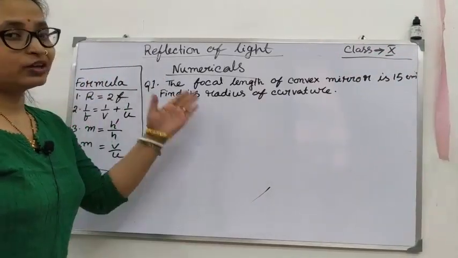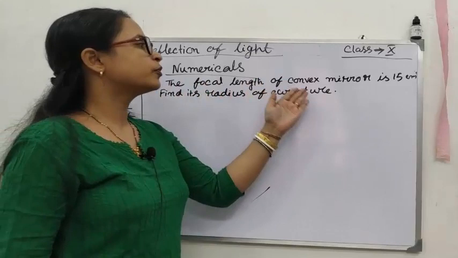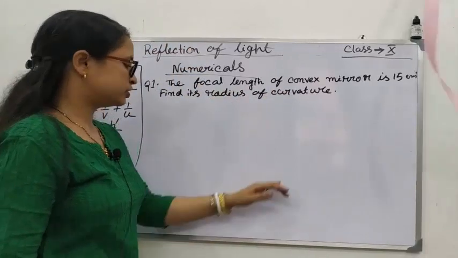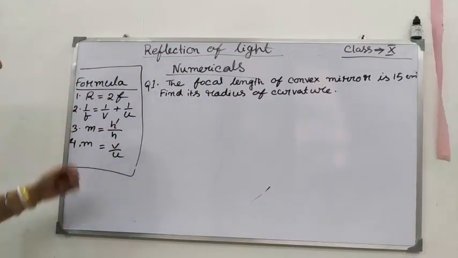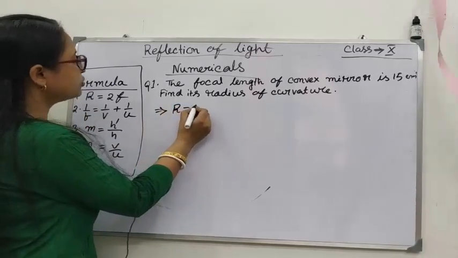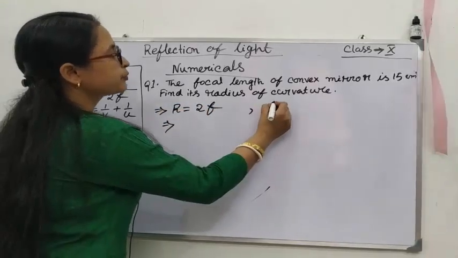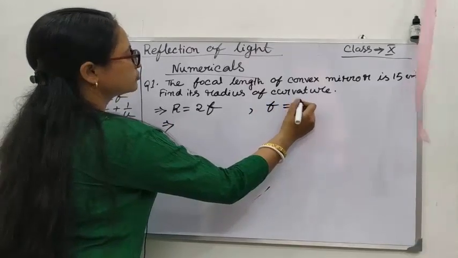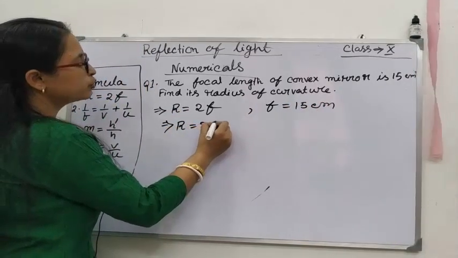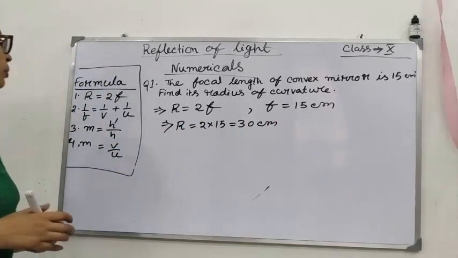So let's start with a very easy numerical. In this numerical it is asked: the focal length of a convex mirror is 15 centimeter. Find its radius of curvature. Very simple. Just watch all these formulas. Which formula can you use? First one, R is equal to 2f. Here f is given, 15 centimeter. So what will be the R? R will be 2 into 15, that means 30 centimeter. Easy, right? You have to just remember this formula.